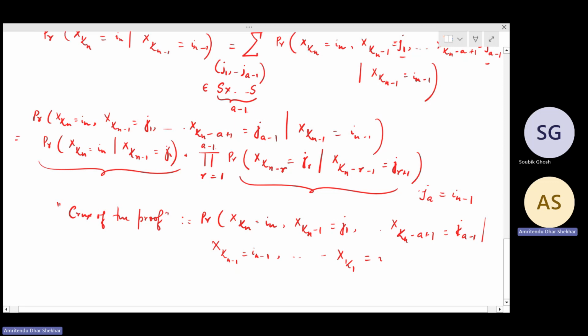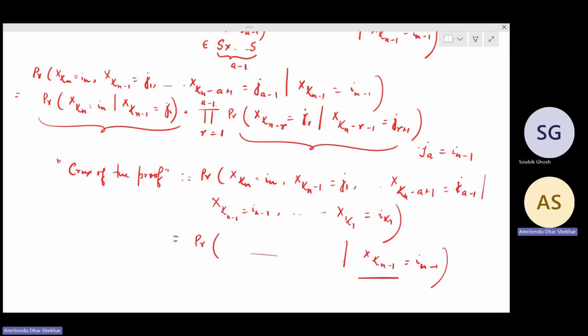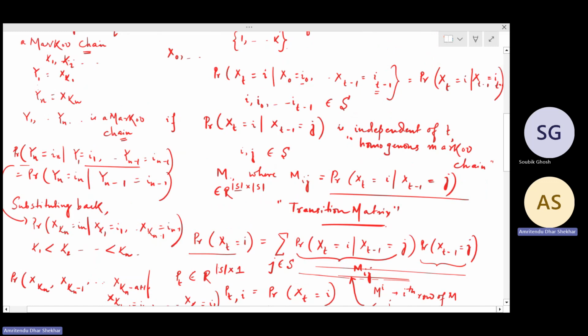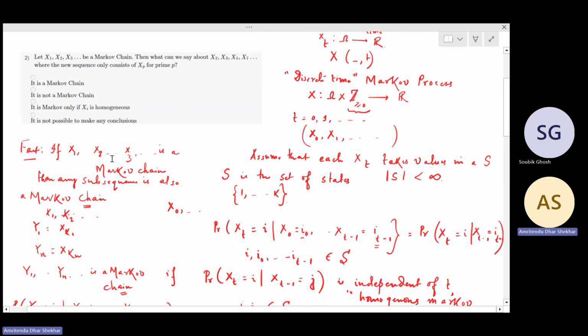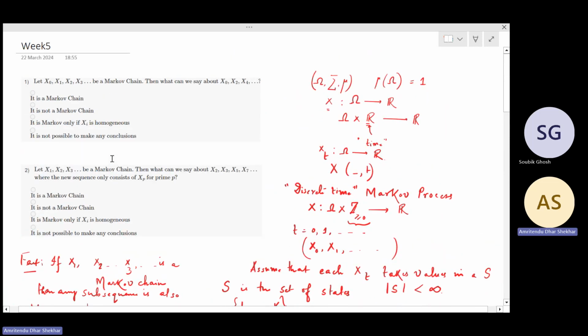is equal to the probability of this given x_{k_{n-1}} = i_{n-1}. So this follows from the Markovian property of the original Markov sequence. Any subsequence of a Markov chain will also be a Markov chain. As a result, in both of these examples, they are both Markov chains.